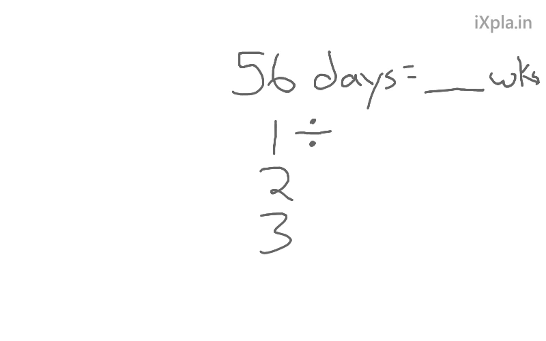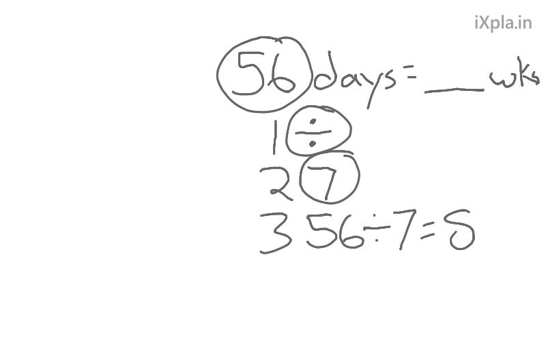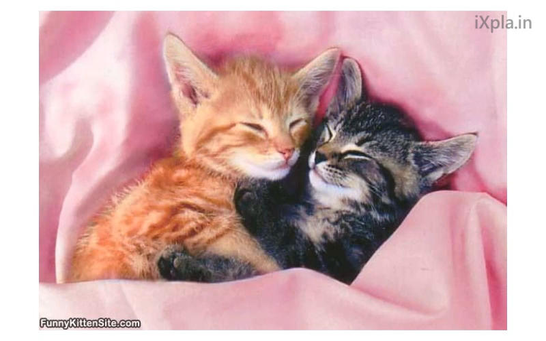Step 2, what's our magic number? When you think days and weeks, you think of 7 because there's 7 days in a week. And now, for step 3, all we do is take 56 divided by 7. And that equals 8 weeks. 8 weeks is our answer. And it equals cute kittens. 8 weeks.